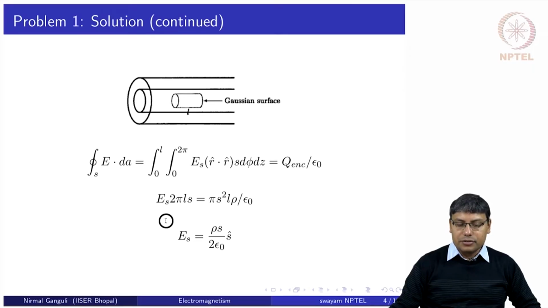If we work this out, we will find the S component of electric field multiplied with twice pi L S, that gives us pi S squared L times rho over epsilon naught. So, Es can be given as rho times S over twice epsilon naught, and it is along the S cap direction.